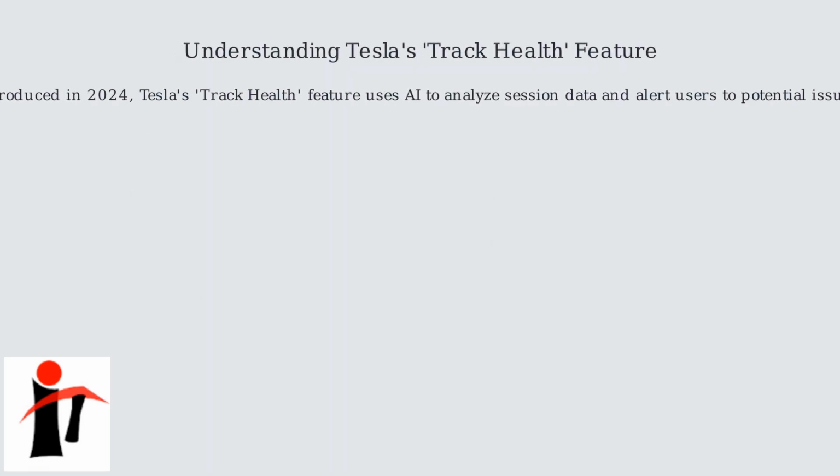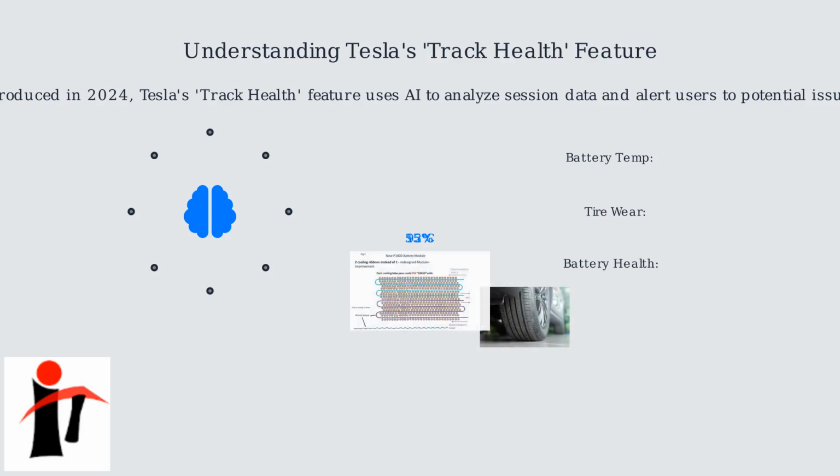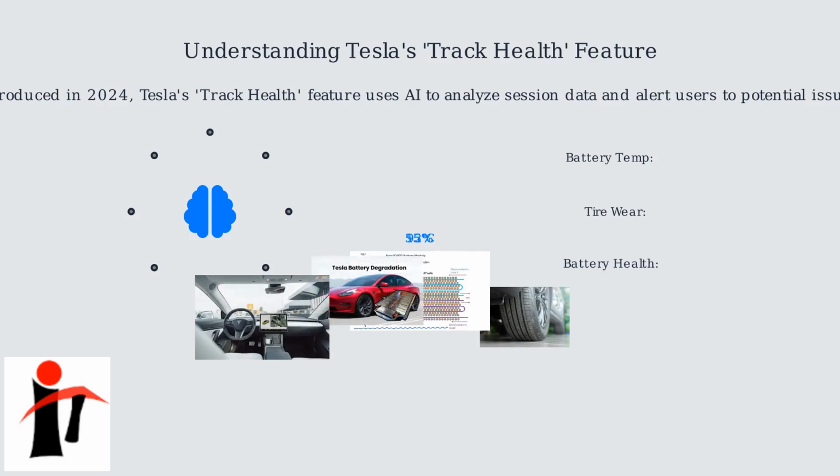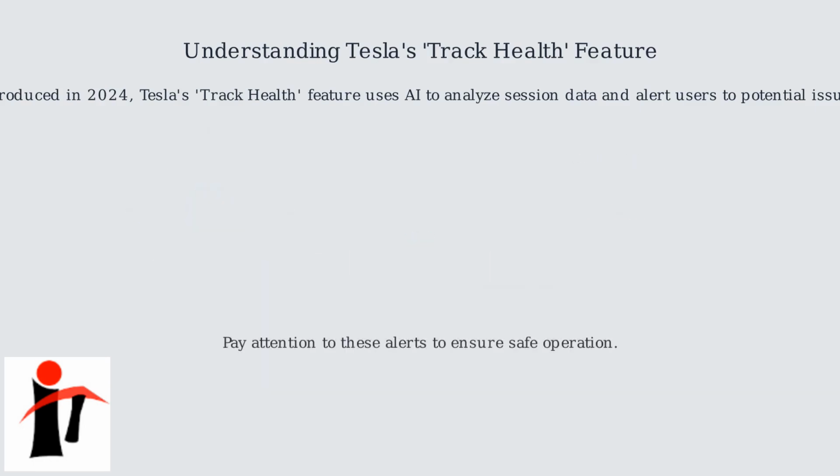Tesla's Track Health feature, introduced in 2024, uses AI to analyze session data and alert users to potential issues. The AI processes real-time data from your drive sessions to identify problems like high temperatures or component stress. By 2025, this feature has evolved to include predictive cooldown recommendations, automatically adjusting cooling systems when temperatures exceed safe thresholds. This helps prevent issues like uneven tire wear, battery degradation, and other problems from high-performance driving. Pay attention to these alerts to ensure safe operation.